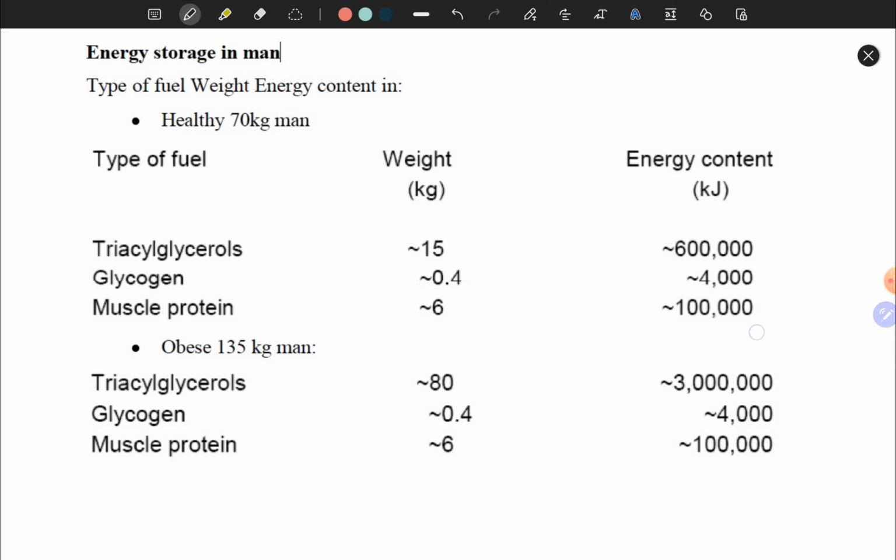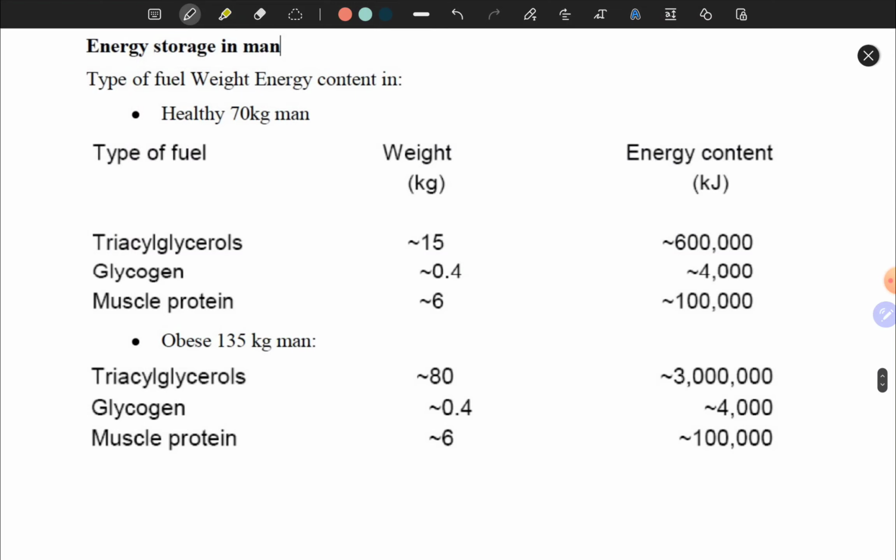See the mass of this compound. Someone who is 70 kilograms approximately has 15 kilograms of fat, 0.4 of glycogen, and muscle proteins. In case of obesity, 80%. So the body composition is very important.